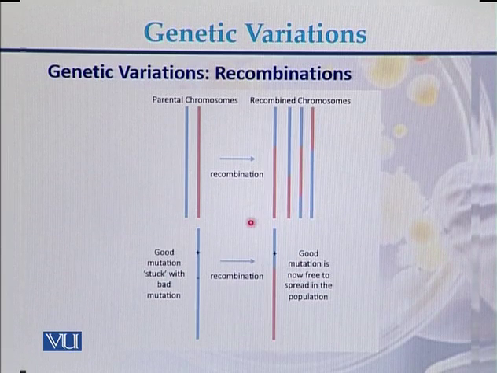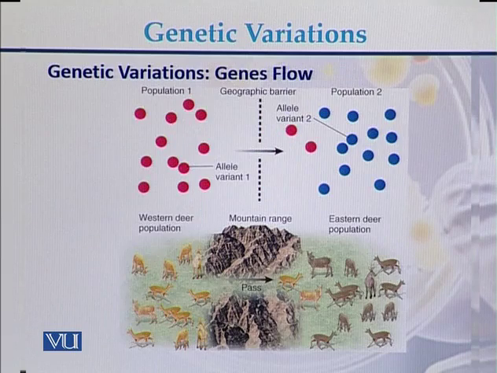So during genetic variations, there can be good mutations and there can be bad mutations. Good mutations usually spread throughout the individuals of a population. And another reason for genetic variations can be gene flow.